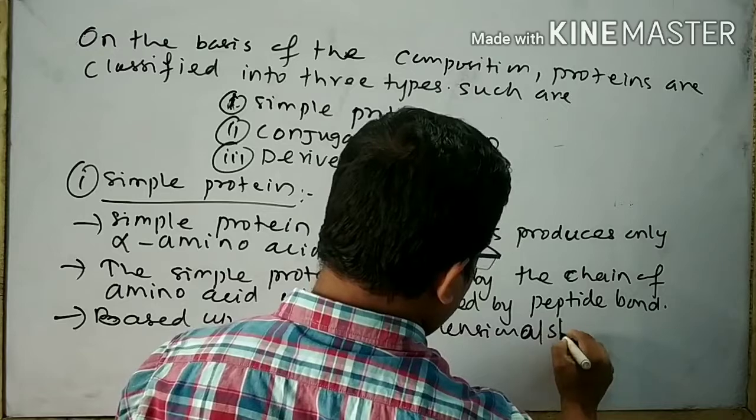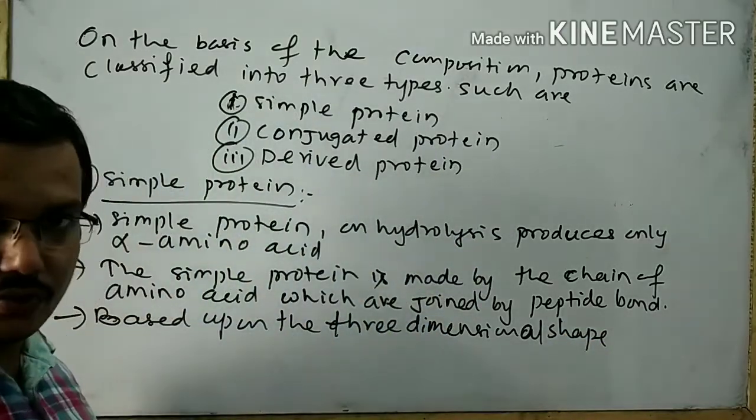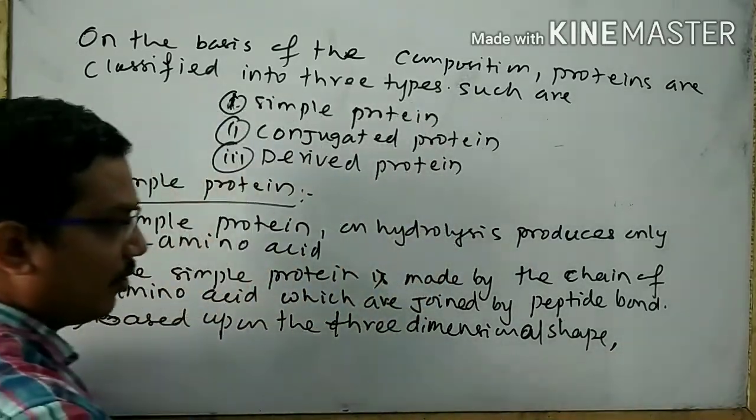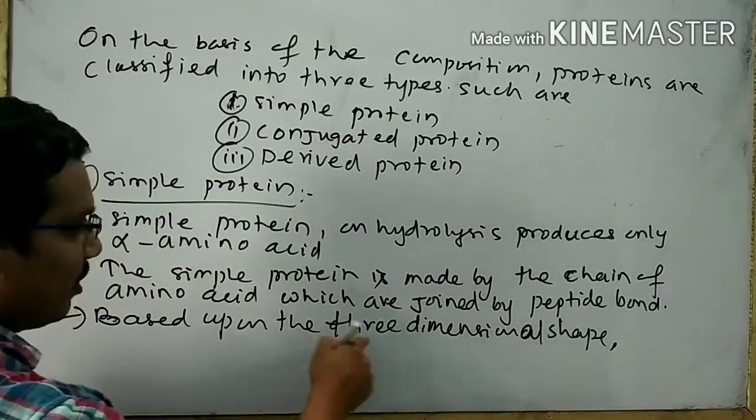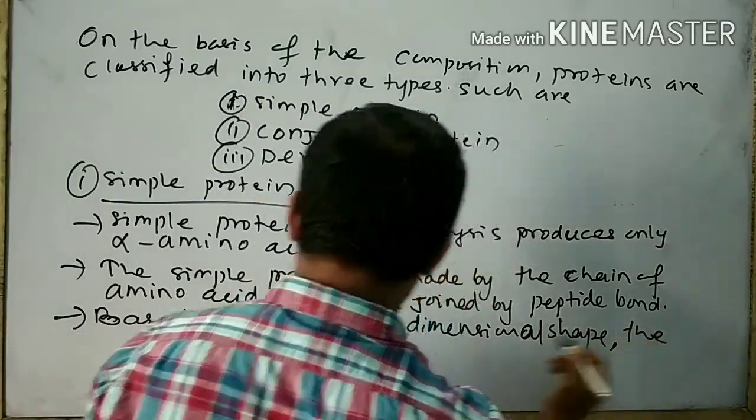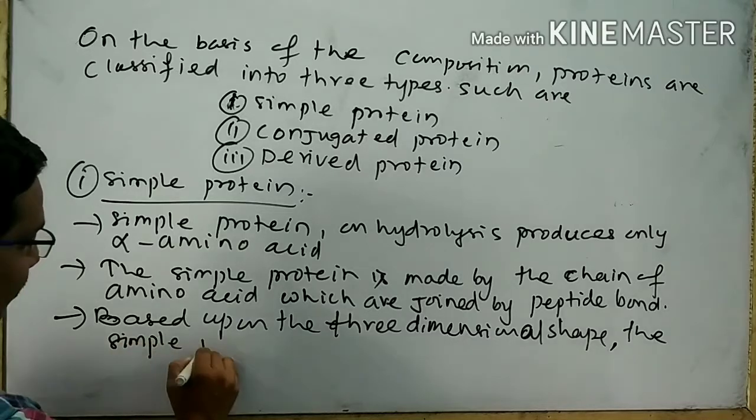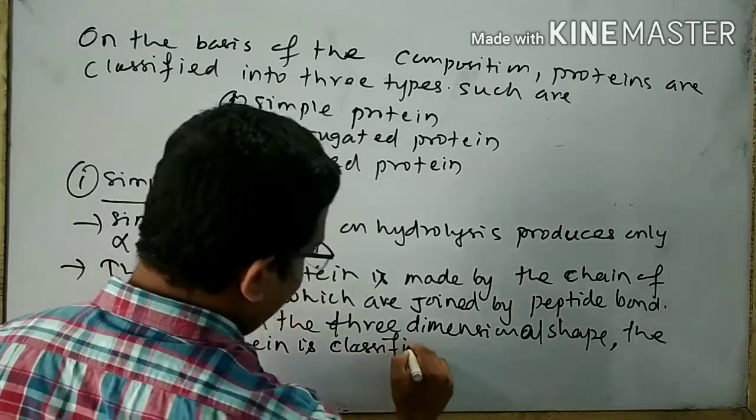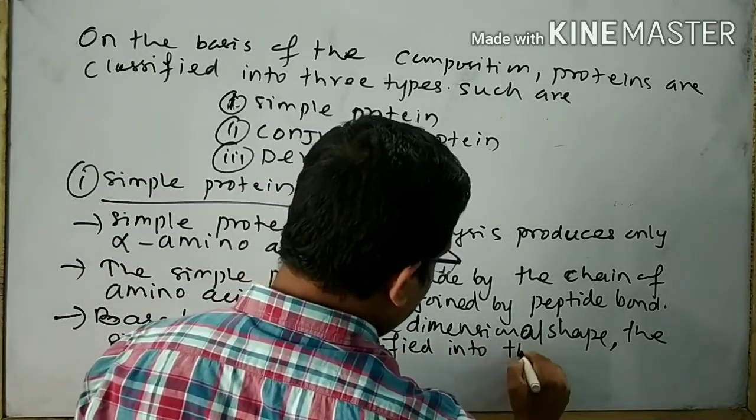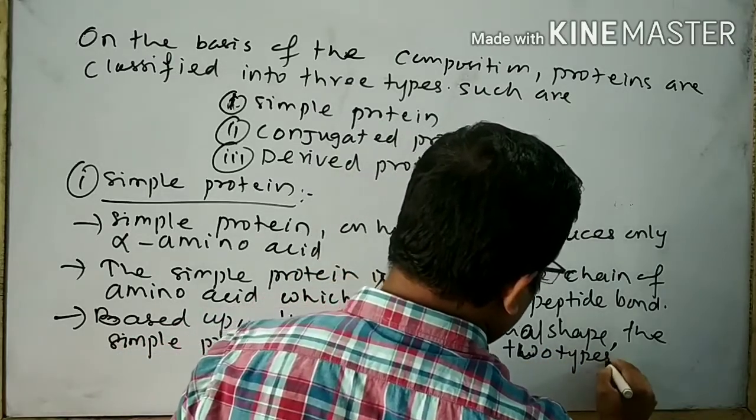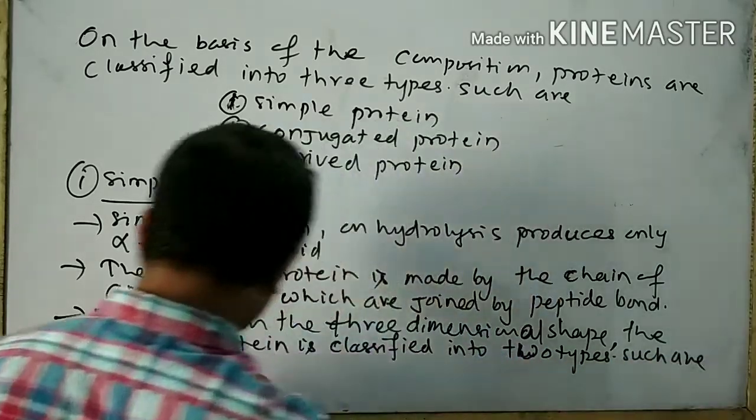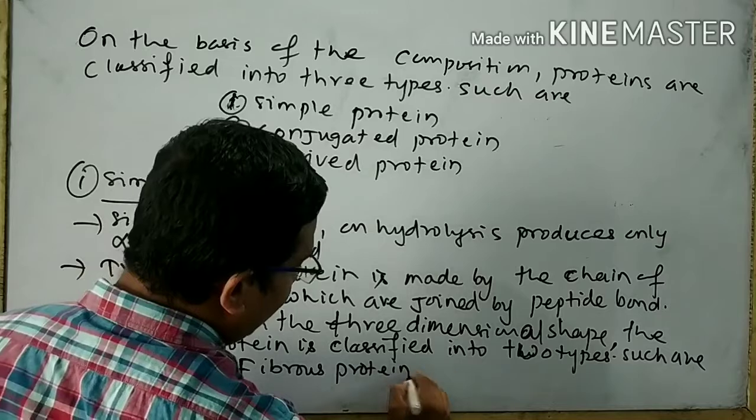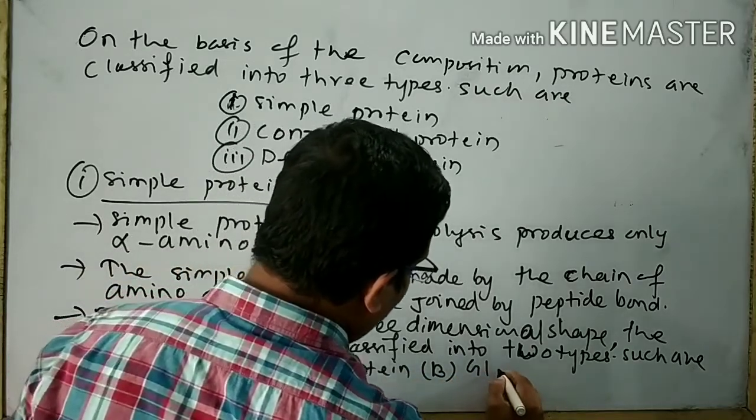shape. The simple protein is classified into two types. One is fibrous protein, another is globular protein. So we can write based upon the three-dimensional shape, the simple protein is classified into two types, such as number 1 is fibrous protein, number 2 is globular protein.